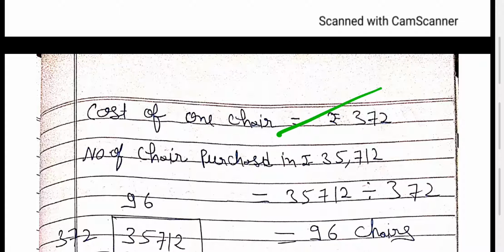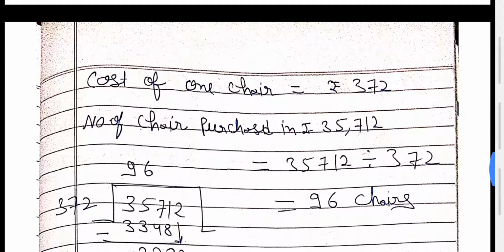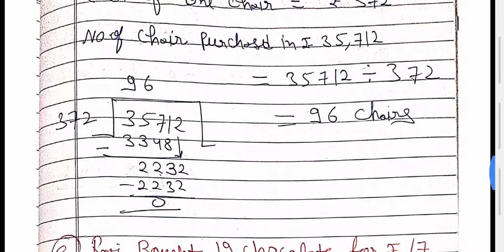So always remember, when you find the number, then divide the total money by the cost of per item. And the cost of one chair is this: number of chairs purchased. What is the number of chairs purchased? In rupees 35,712, how many chairs can you purchase? From the total money you divide by the cost of one chair, then you will get the number of chairs.